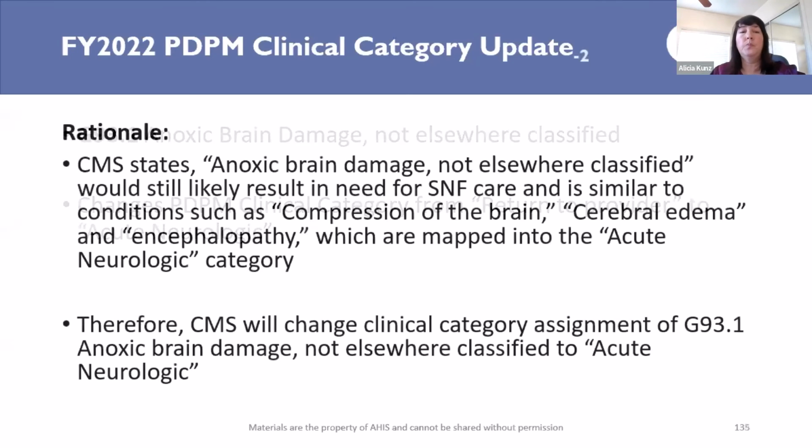Next. So why did CMS make those changes? Well, they made the changes because they're saying somebody who has anoxic brain damage would most likely need long-term care. And they switched the map to acute neurologic for that reason. So just be aware of that. That's a good change. We like to see good changes like that. Next.